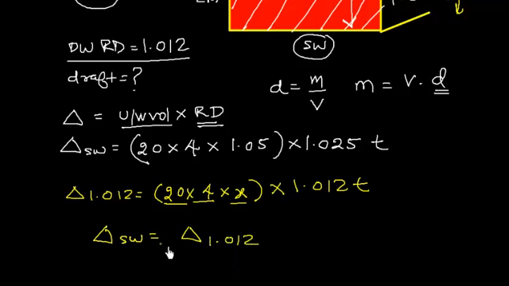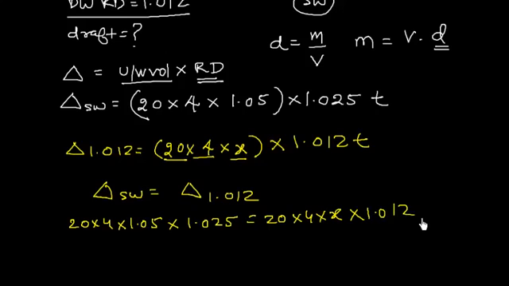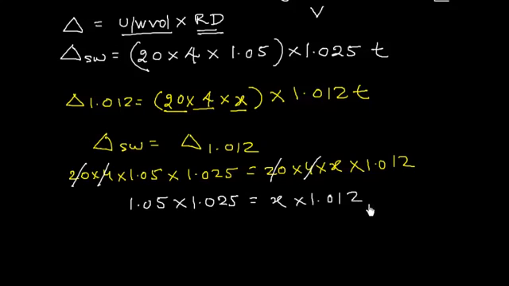Well, the displacement in salt water is equal to the displacement in dock water. We didn't load anything, we didn't discharge anything, so displacement is going to remain the same. Or simply we can write like this, 20 into 4 into 1.05 into 1.025 is equal to 20 into 4 into x into 1.012. So all we have to do is just cancel this. So what we get is 1.05 multiplied by 1.025 is equal to x into 1.012.